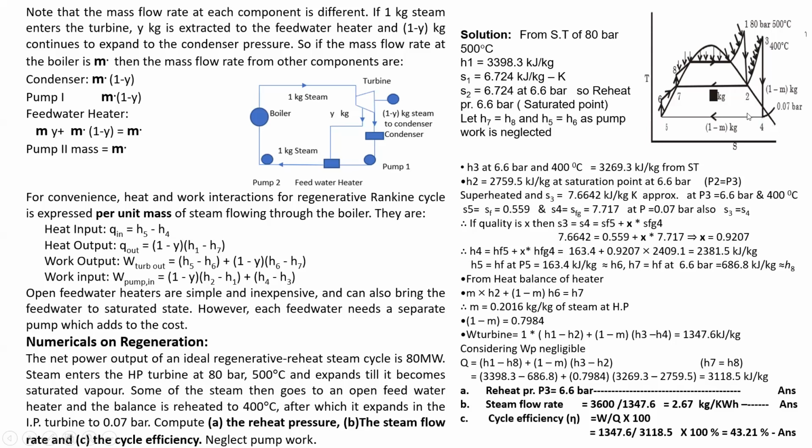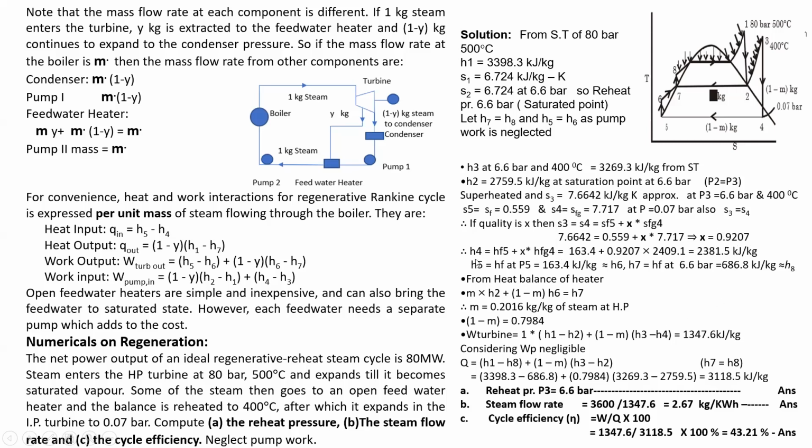S3 is equal to S4, and you know the value of SF5, and SFG also you know at the pressure 0.07 bar. From that you can find out the value of x. So x is equal to 0.9207.